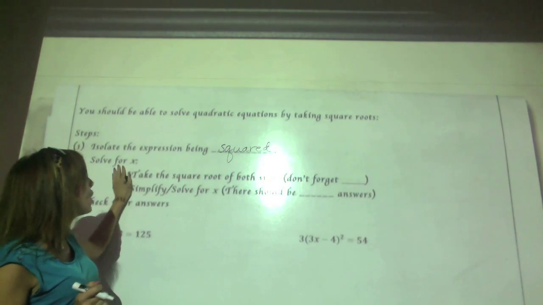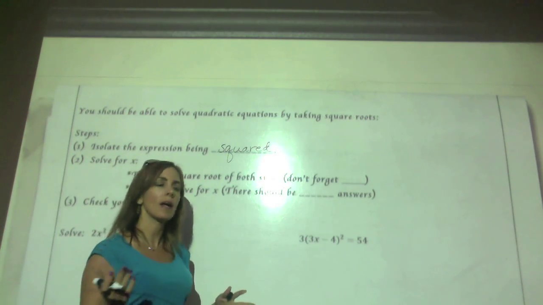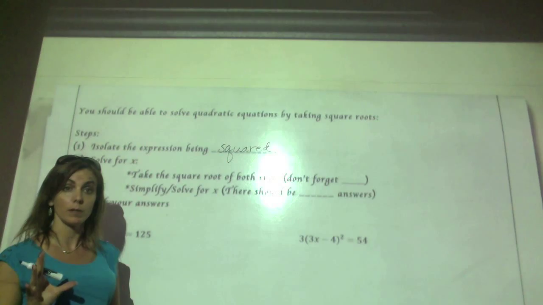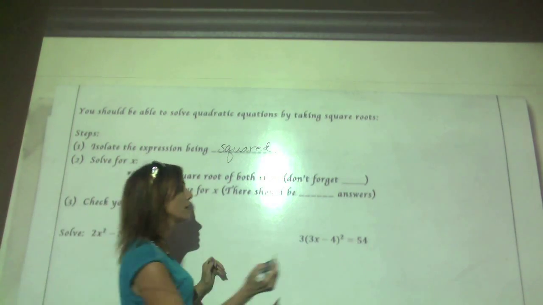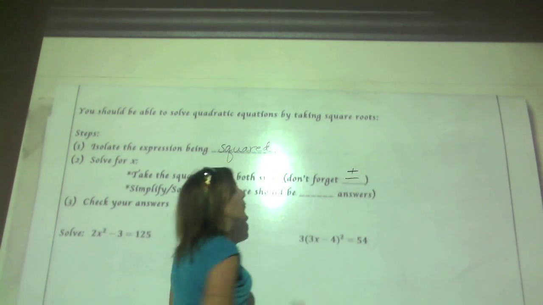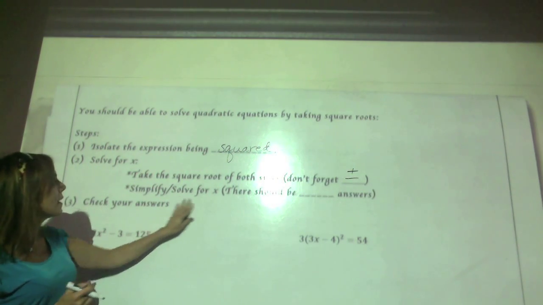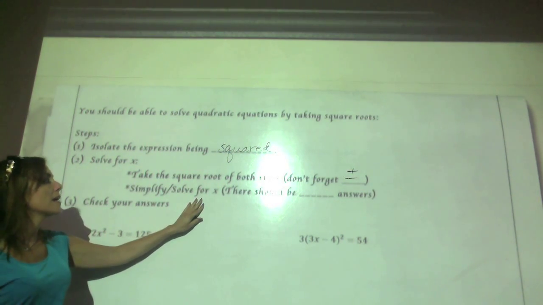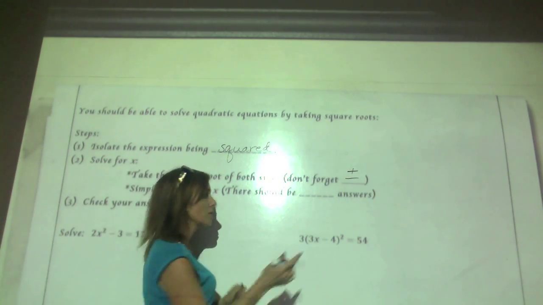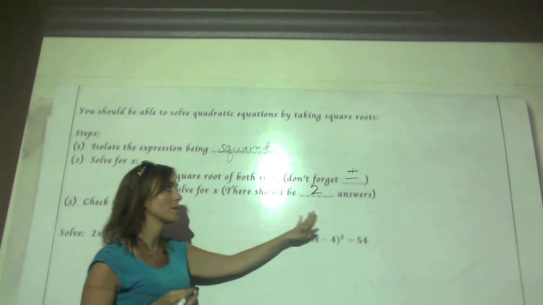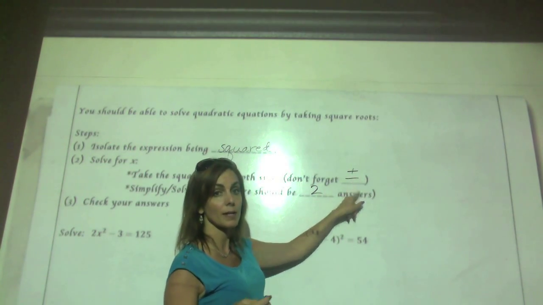Second thing, we're going to solve for x. We're going to take the square root of both sides, and remember, when we take a square root of both sides and it involves a variable, it's going to require plus or minus. All right, and then we're going to simplify and solve for x. Almost always there should be 2 answers, and that really comes back to using the plus or minus thing.